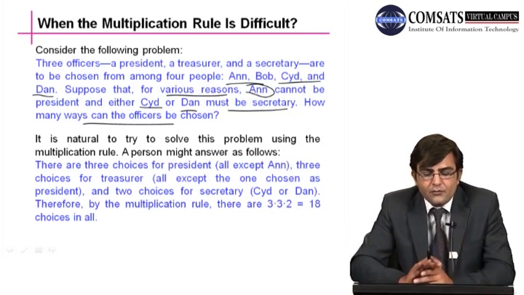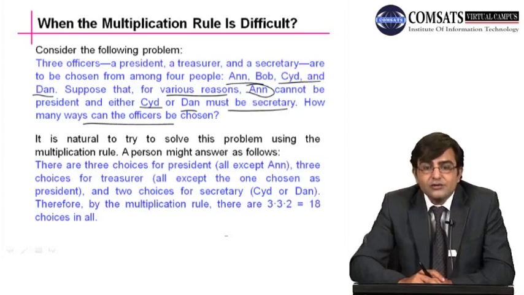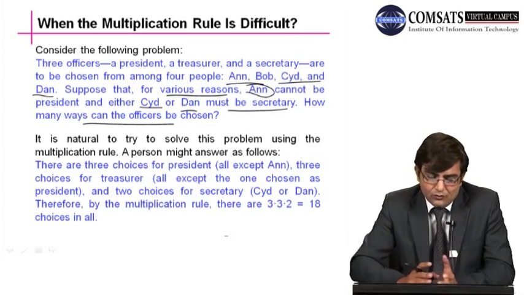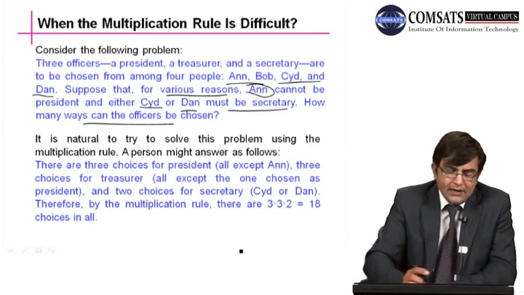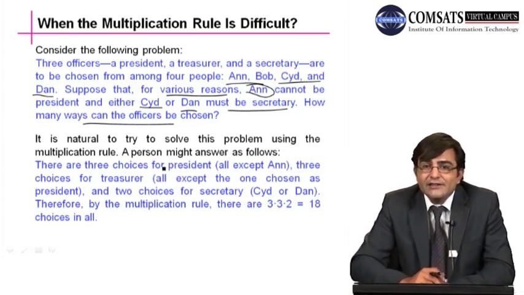So we have to find the possibilities of how we can choose these officers from among these four people, Anne, Bob, Sid and Dan. It is natural to try to solve this problem using the multiplication rule, because this type of problem we deal with by using the multiplication rule. A person might answer as follows: there are three choices for president.